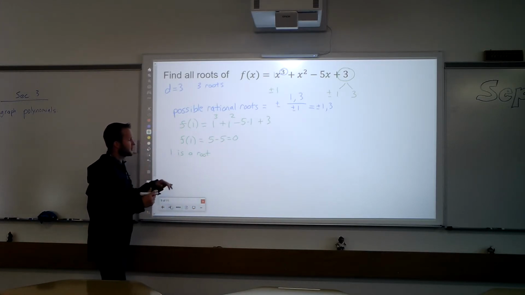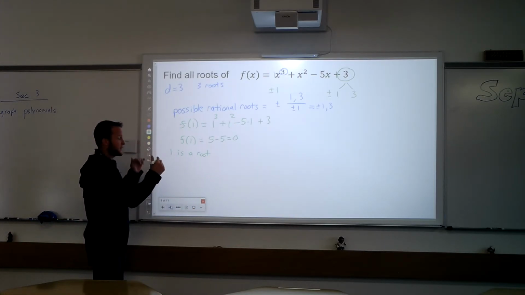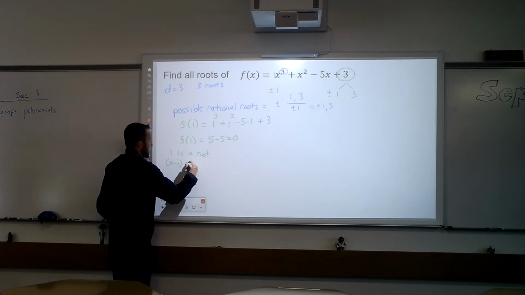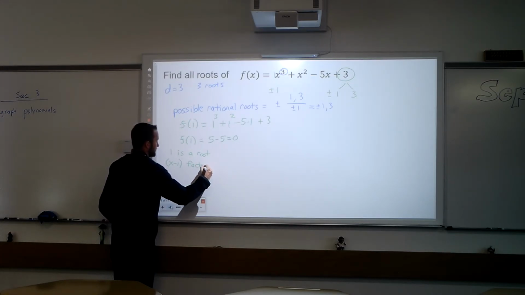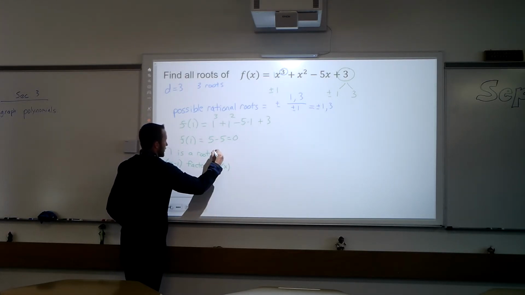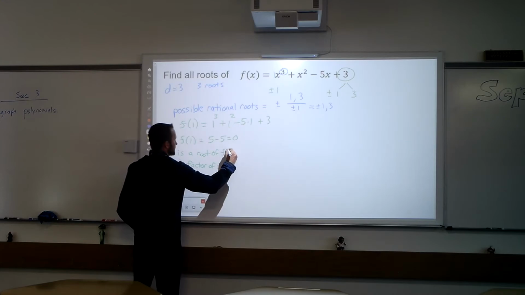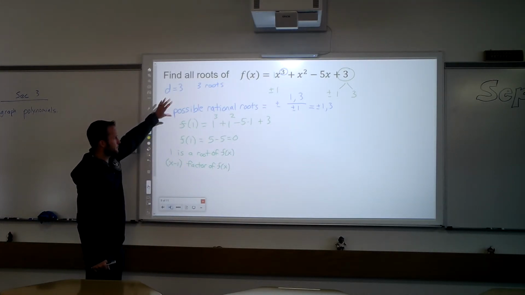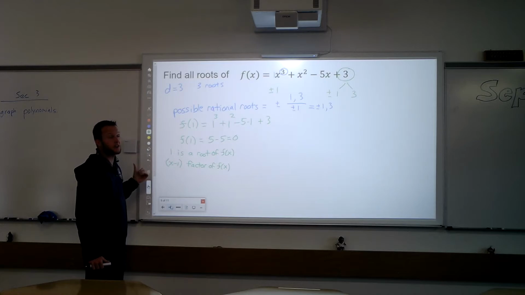It also tells us that if we were to put that into parentheses, make it look like x minus 1, this is a factor of f of x. So what we've done is we used the rational roots theorem to give us our possible roots, and then we used the remainder theorem to test those, and we got pretty lucky here. Our first try, we got 0.